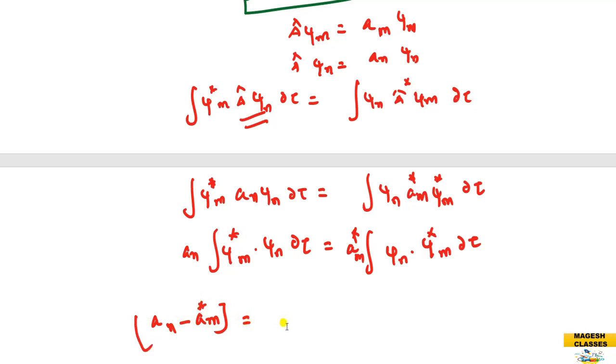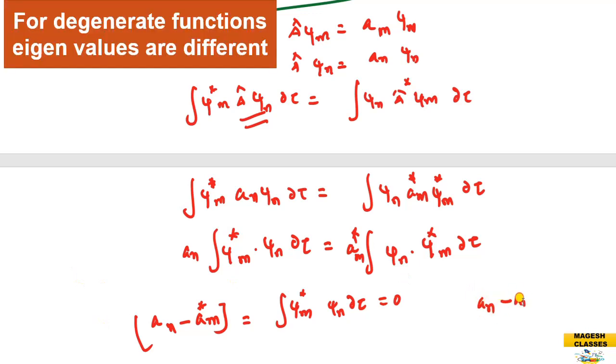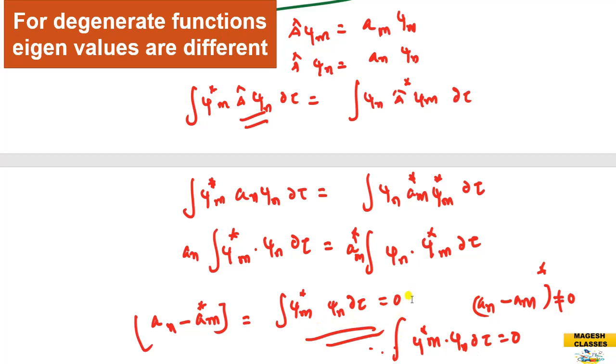is equal to zero. Here the a n minus a m star, that is the eigenvalue, is not equal. Therefore, the integral of psi star m psi n d tau is equal to 0. Okay, so a n minus a star m is not equal to 0. So this is a condition for orthogonality. So this should be 0 in this equation.